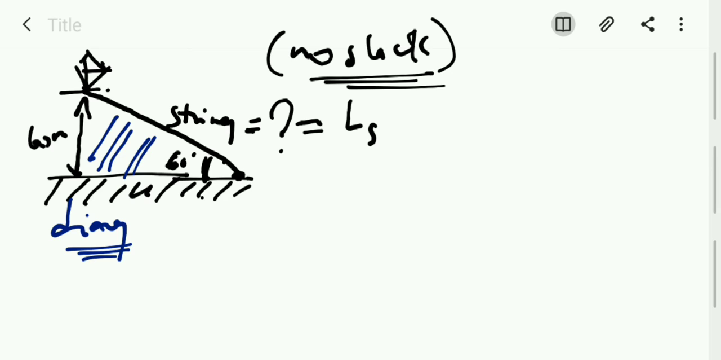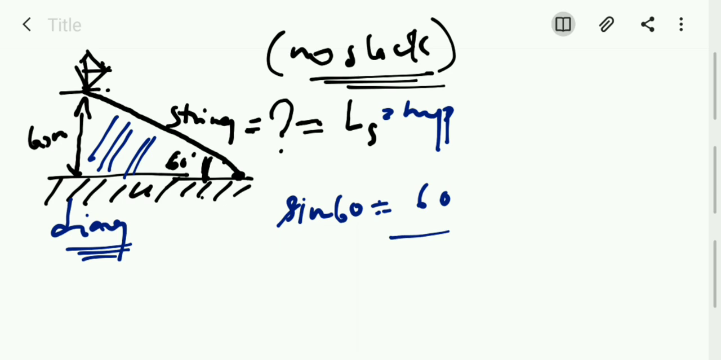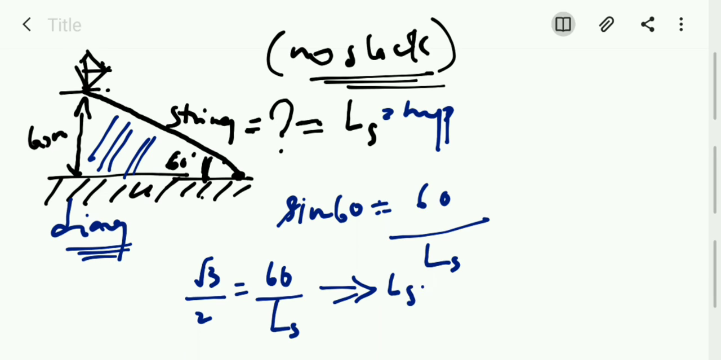Now the length of the string is nothing but a hypotenuse. So this is the hypotenuse, and you have got the opposite side. So which one to use? Sine 60 is opposite, which is nothing but 60 meter, over the length of the string. Correct? Now what is sine 60, guys? Sine 60 is root 3 by 2, which equals 60 by LS. This implies LS, cross multiply, correct?